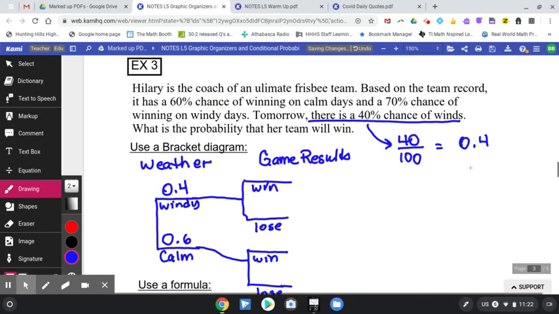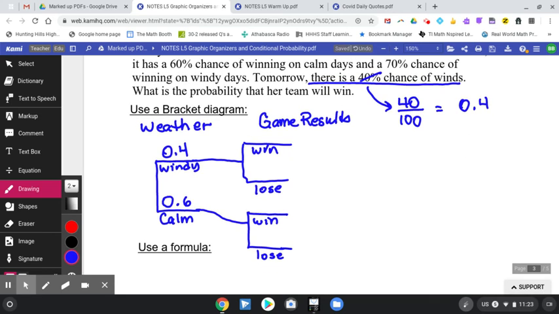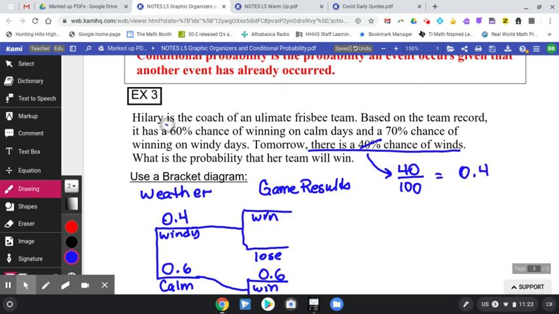So let's look back now and find the numbers. And by the way, we've already used that 40%, so you might want to cross it off so you don't accidentally use it again. Based on the team record, so here's where I'm reading, it has a 60% chance of winning on a calm day. So where am I putting that 60%? Winning on a calm day is 60%, goes right here as a decimal. 60% in decimal form.